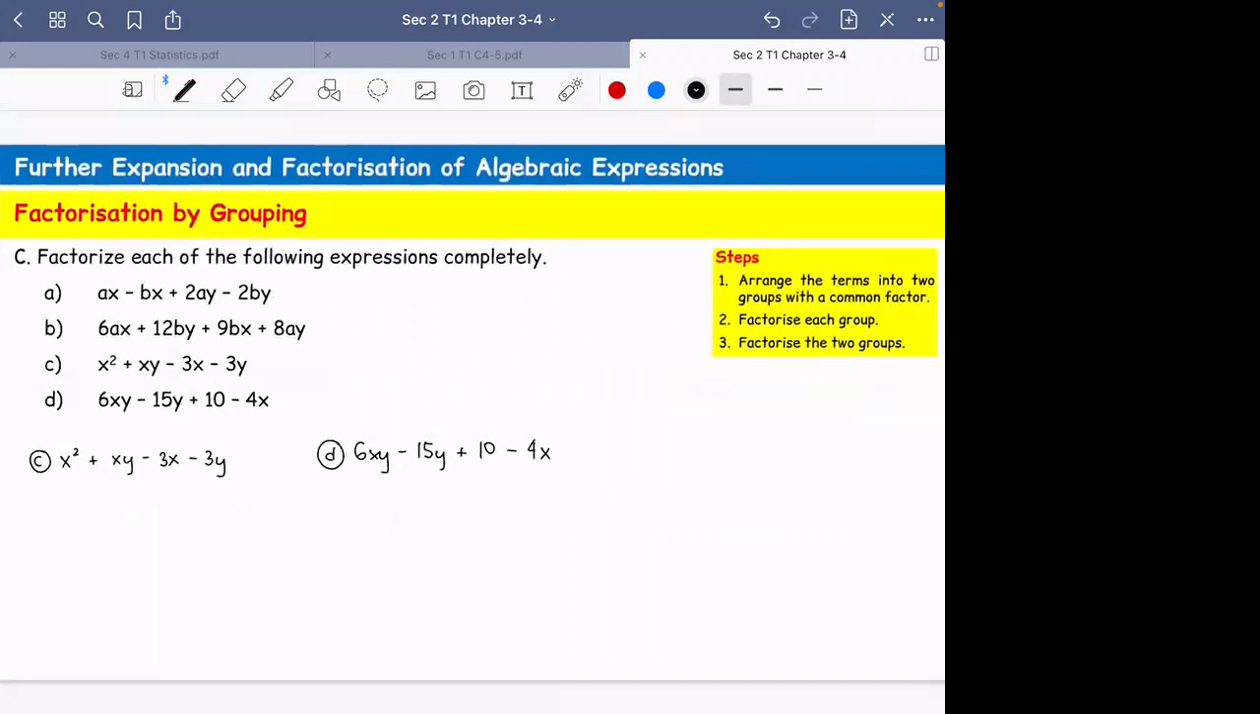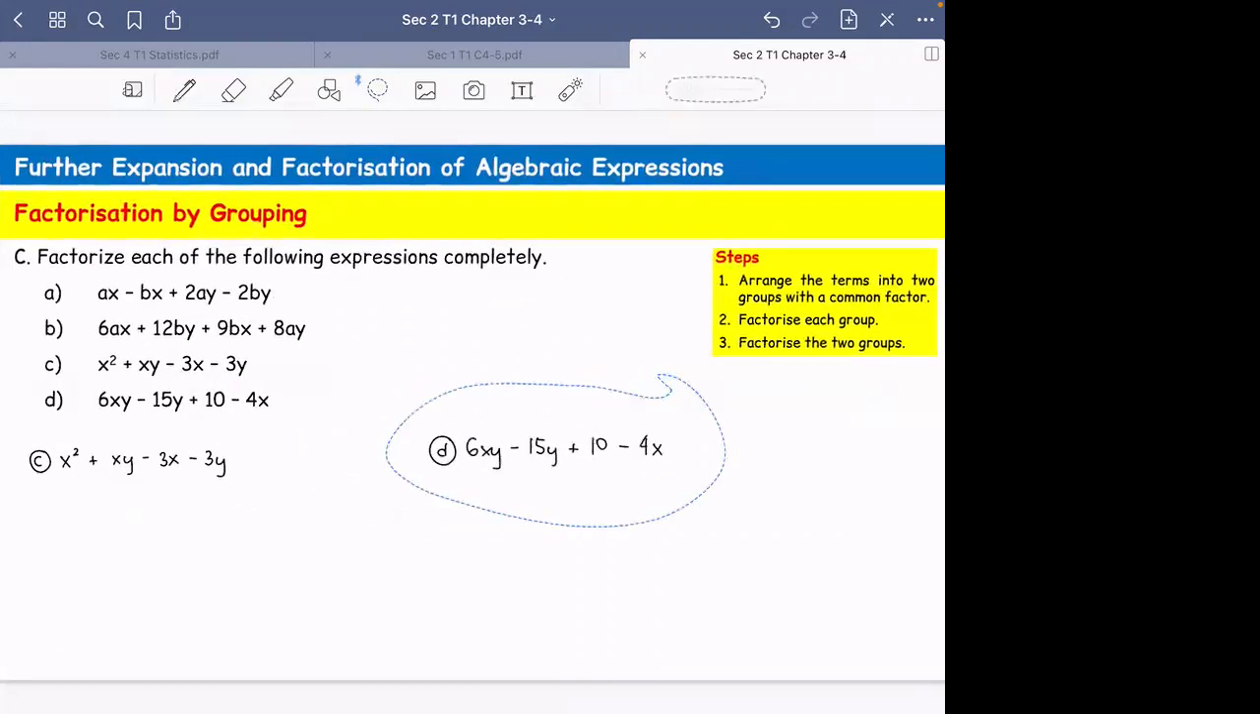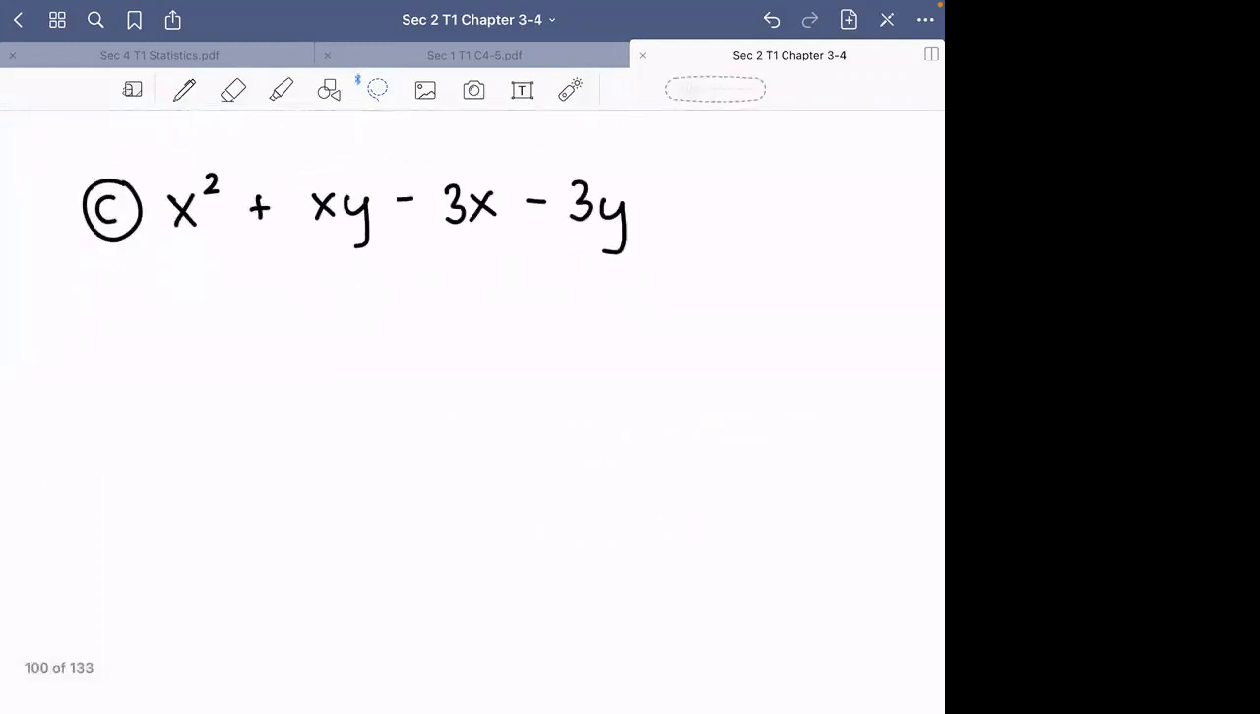Okay, so let's have our last two examples. You can try the later one yourselves. So let's have letter C. For letter C, the first step is to arrange this into two groups. How do you want them to be grouped?